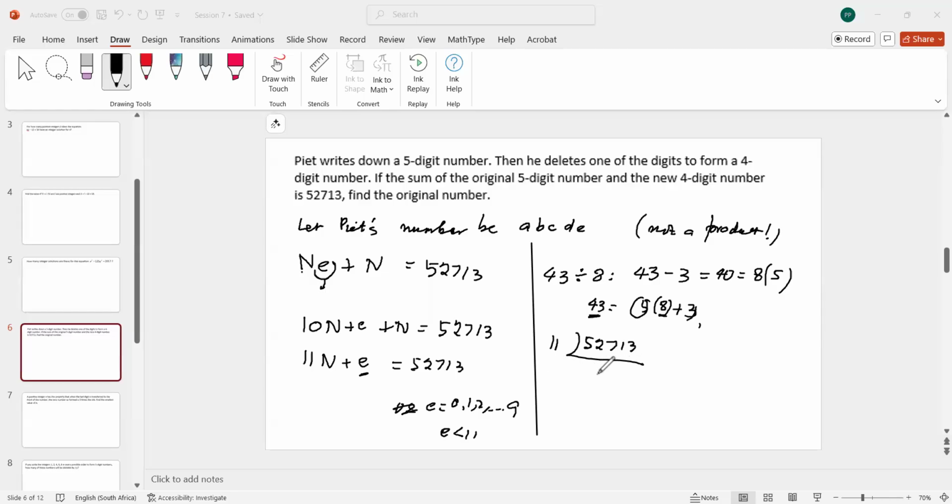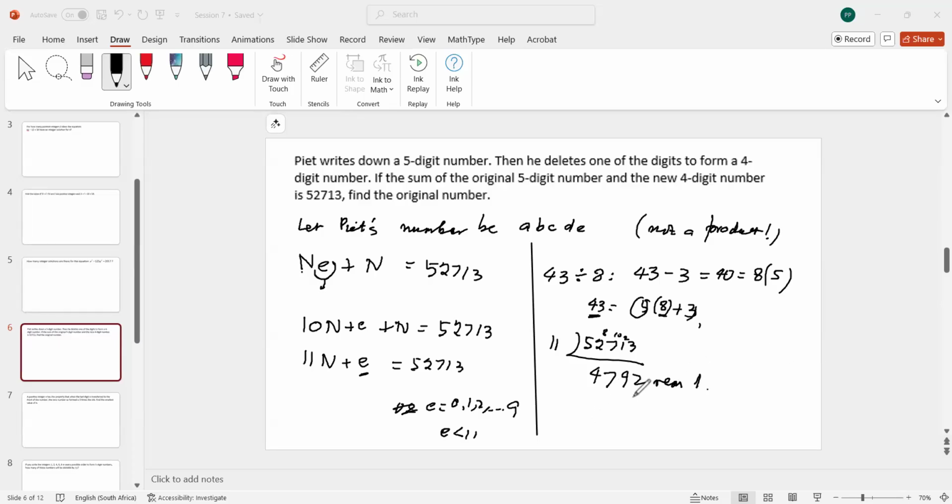So 11 goes into this. 11 times 4 is 44. Remainder 8. 11 into 87. 11 times 7 is 77. Remainder 10. Then you got 101 here. 11 goes into 101 9 times, 99. Remainder 2. And 11 goes into 23 2 times. 11 times 2 is 22. And from 23, you got a remainder 1.